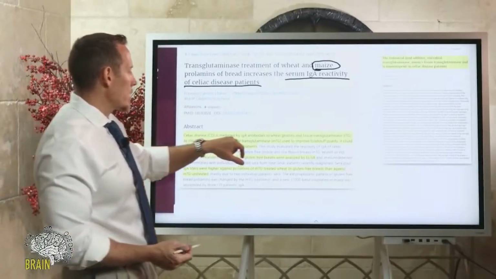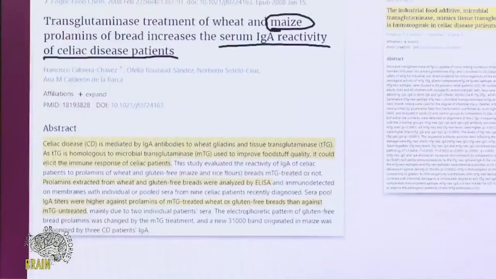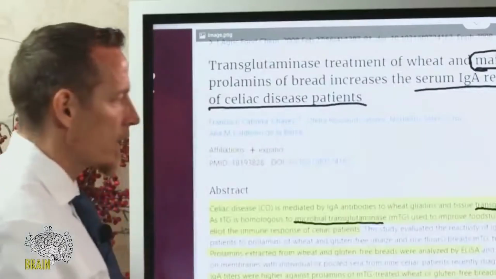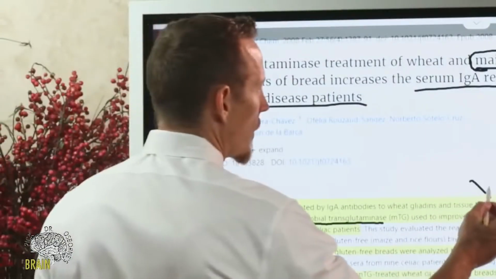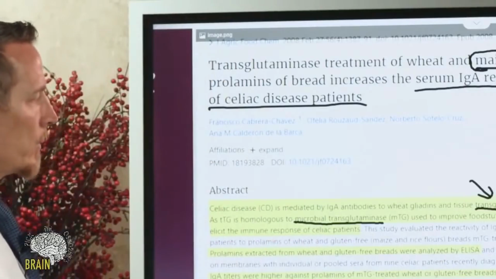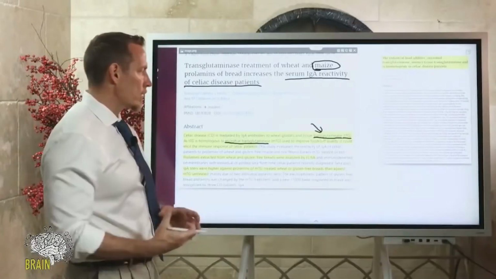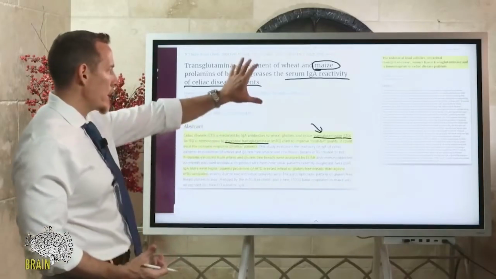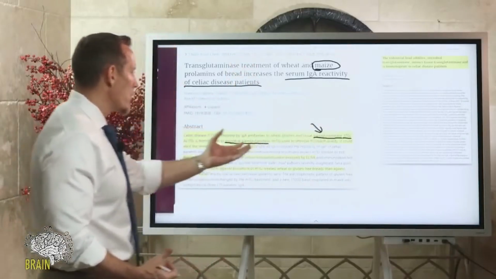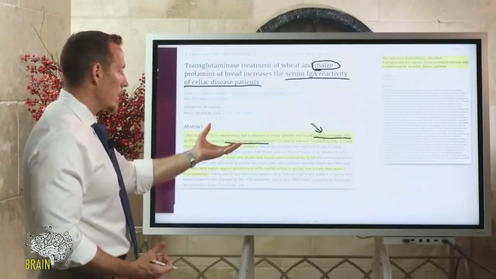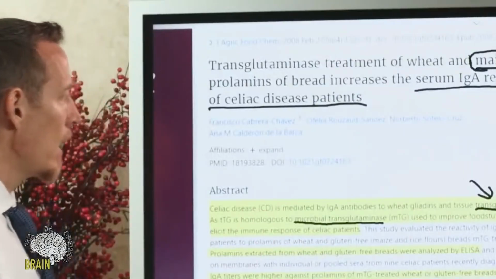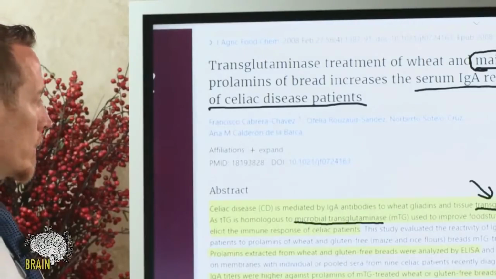Okay, so celiac disease mediated by IgA antibodies to weak gliadins and tissue transglutaminase. As tissue transglutaminase is homologous to microbial transglutaminase. So there's an enzyme that we make called tissue transglutaminase, or TTG. And what this microbial transglutaminase is, it's homologous, so it's very similar, right? And so the problem with celiacs is that their own transglutaminase is reacting with gluten, creating a gluten that attaches to the immune system and creates a response. Well, what they're saying here is that same thing happens when you add this microbial transglutaminase. It enhances the reactivity of gluten towards your immune system.